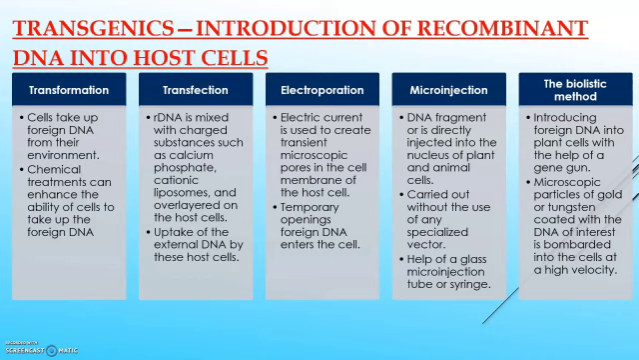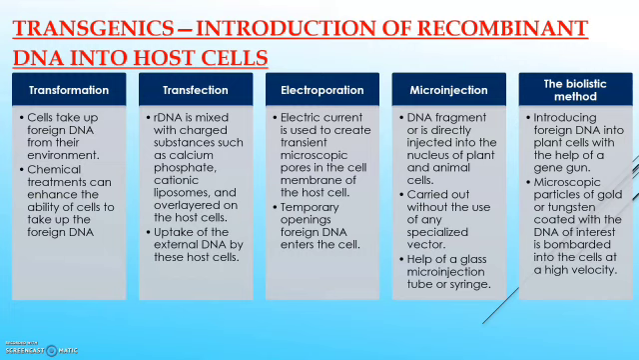And the next type of category is transfection. In this method, the recombinant DNA is mixed with charged substances such as calcium phosphate, cationic liposomes, or dextran molecules, and these are overlaid on the host cells. This ultimately results in the uptake of the external DNA by these host cells.